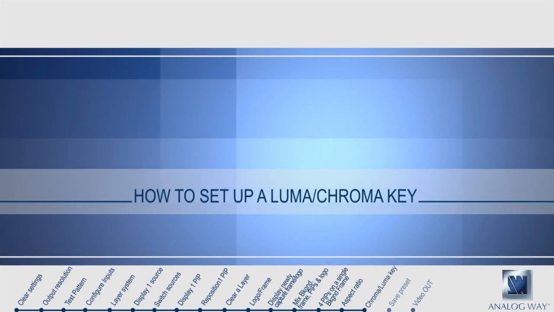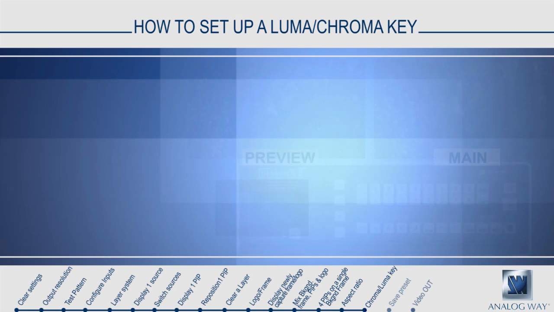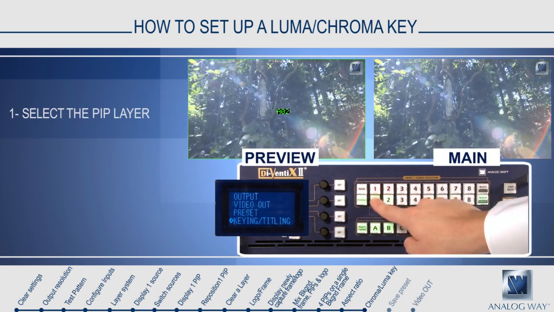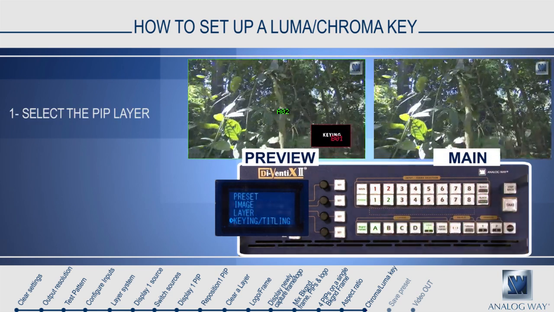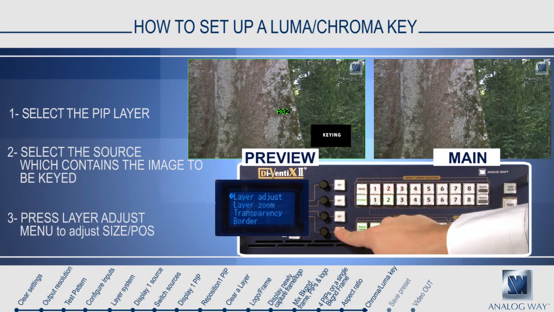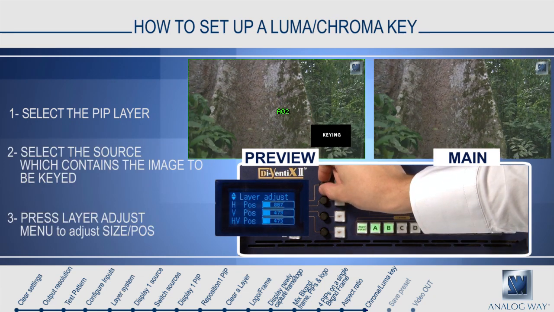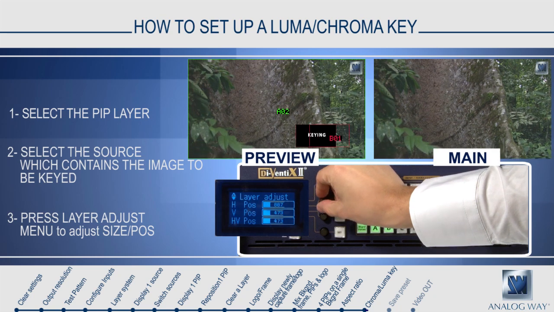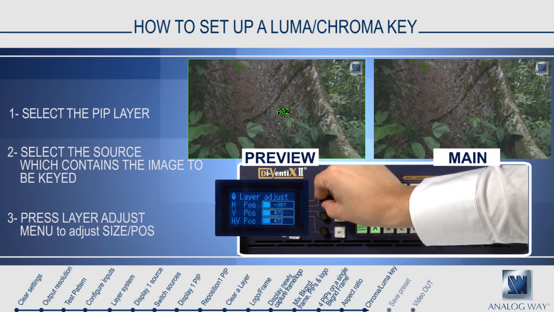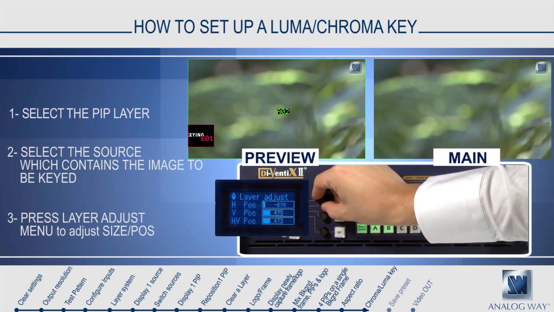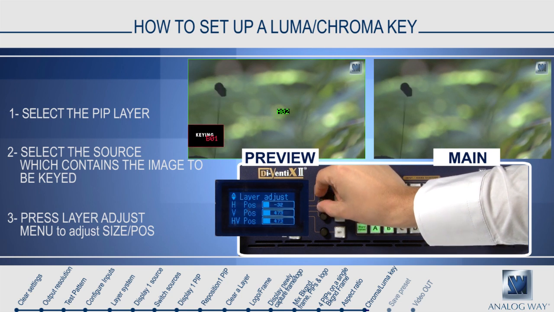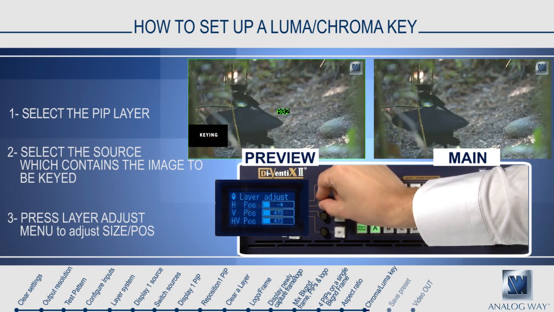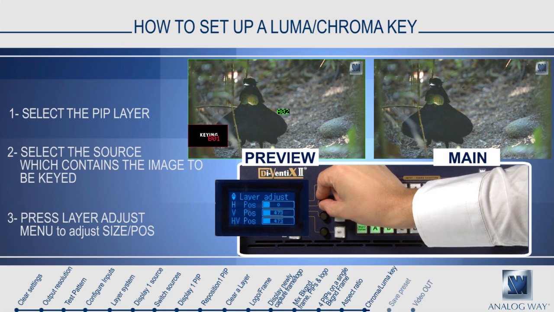How to set up a LUMA or CHROMA key. To set up a LUMA or CHROMA key, start by selecting a PIP layer above the video layer you wish to key over. Select the source you wish to use as your keyed text, then use the layer adjustments to position this layer where you'd like the key text to appear. Depending on your keyed text, you may wish to position this layer as a lower third or as a full screen image.